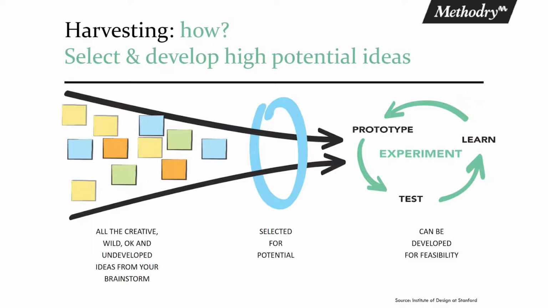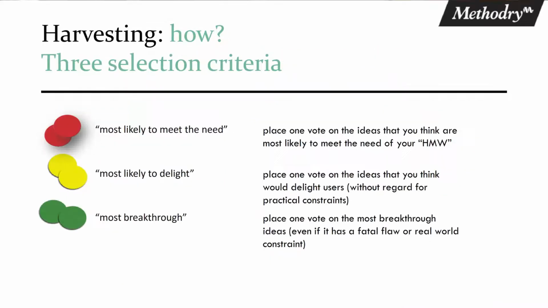And once we've selected an idea for potential, we can move on to developing those ideas for feasibility, and we can do that through experimentation, through prototyping, through testing, and learning from those tests, reprototyping, testing, learning, and so on, until we've got an idea that's been developed for feasibility. So we ask you to use 3 selection criteria. The first is most likely to meet the need. We're going to ask you to vote on the ideas that you've come up with. We're going to ask you to place red dots beside the ideas that you think are most likely to meet the need of your how might we question.